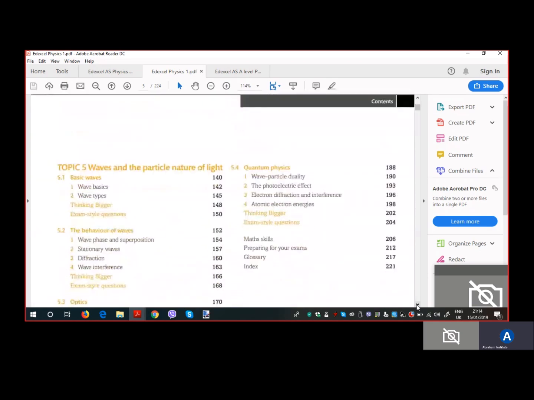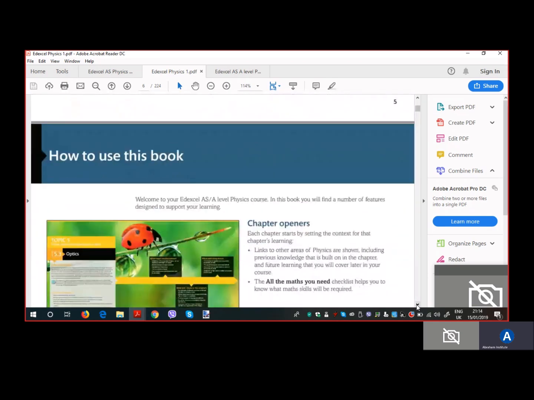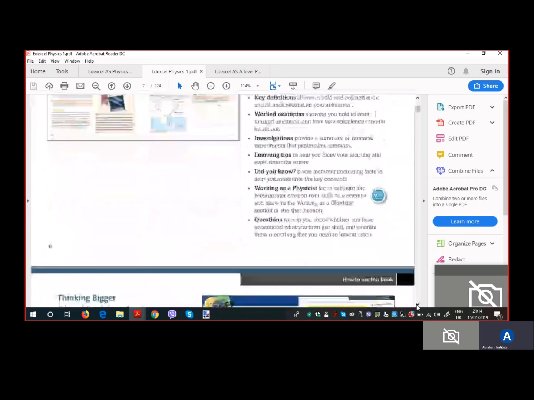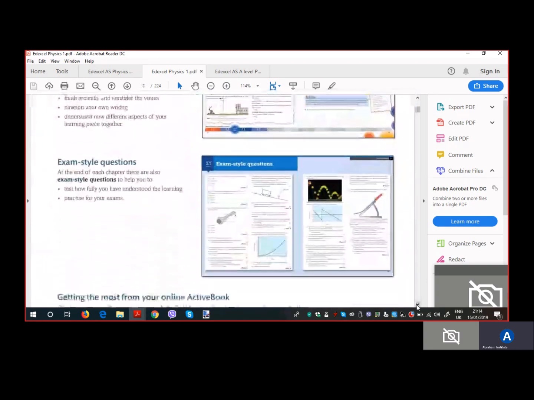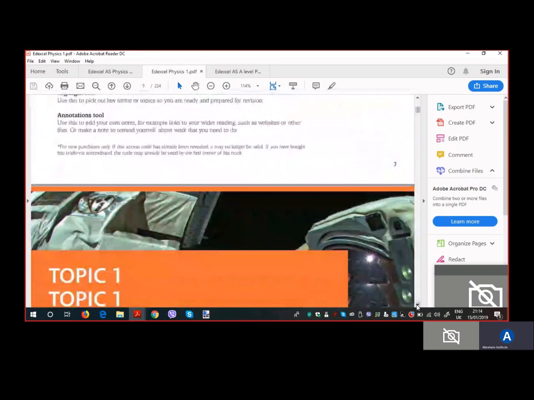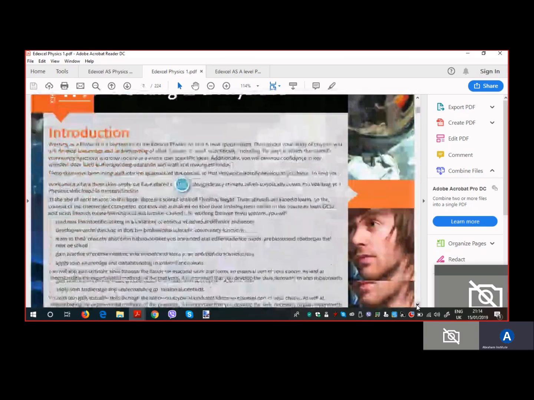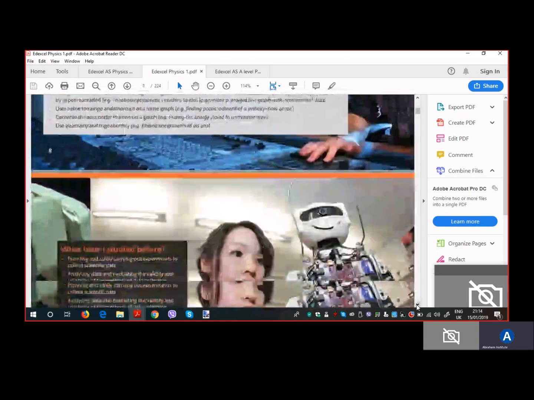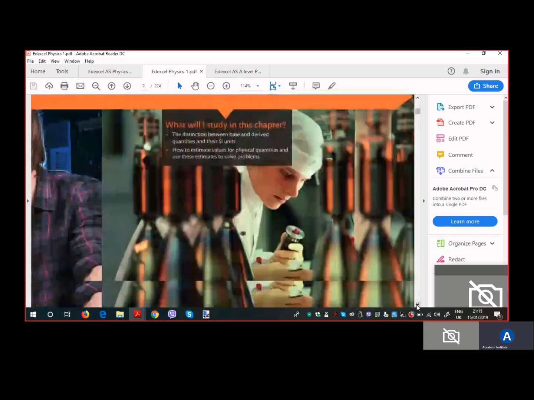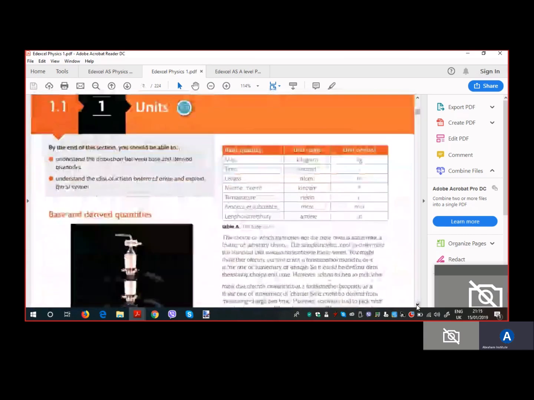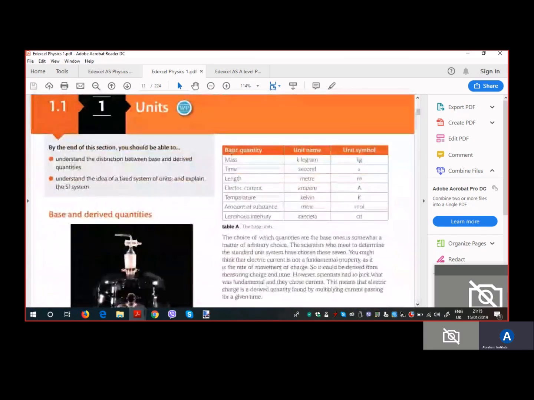You should know that there are 7 base units. All the units are derived from these 7 base units. Do you remember them? Meter, second, Kelvin, mole. These are the 7 base units. Can you see here? Now these are the base quantities. These base quantities have these base units.